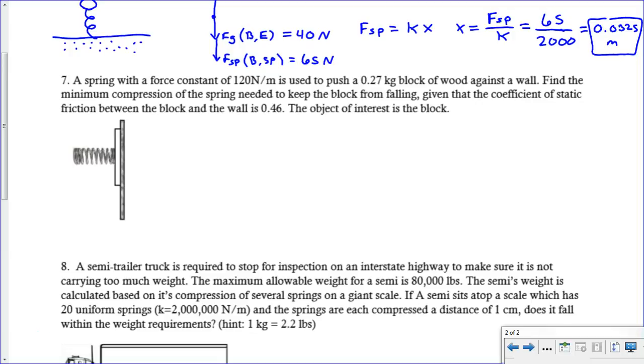The first thing to do every time, make your FBD. All right, so going down, we've got Fg, the gravitational force on the block by the Earth. Upward, you have to think hard about what would be keeping this up. The block wants to slide down. The only thing that's going to be keeping it up is a friction force that exists as it wants to try and slide down that wall. And so this is the friction force up here on the block by the wall.